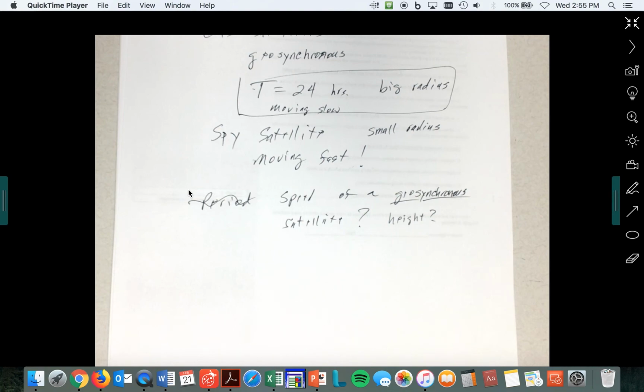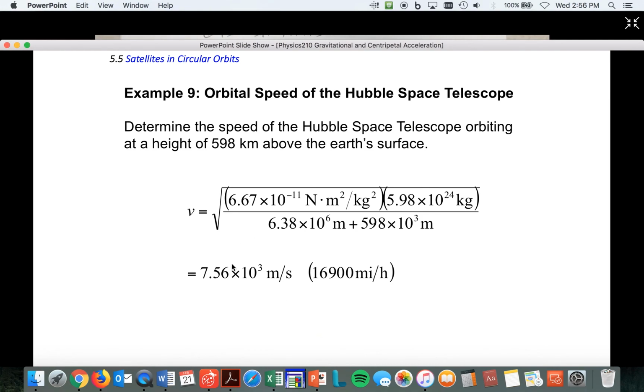But anyway, let's just start with what is the speed of a geosynchronous satellite. First of all, we know the period, and then we're probably going to have to calculate the height first. Okay, we're going to have to calculate the height because here's why. Well, first of all, let's just look at this first. Okay, here we go. Determine the speed of the Hubble telescope orbiting at a height of 598 kilometers.